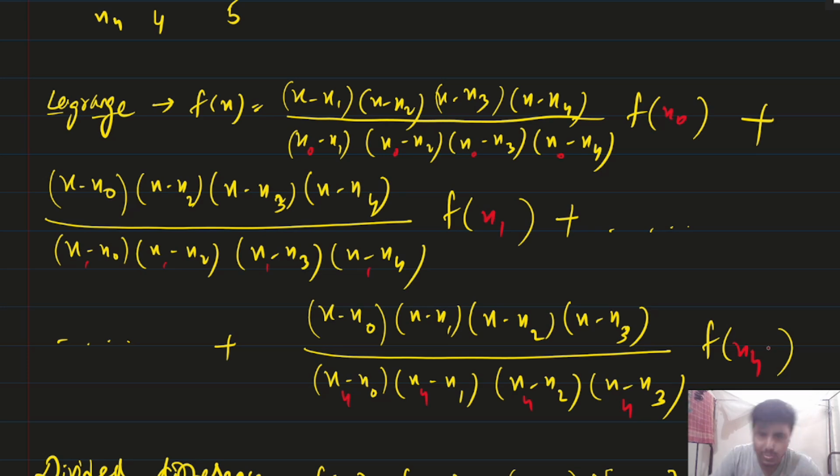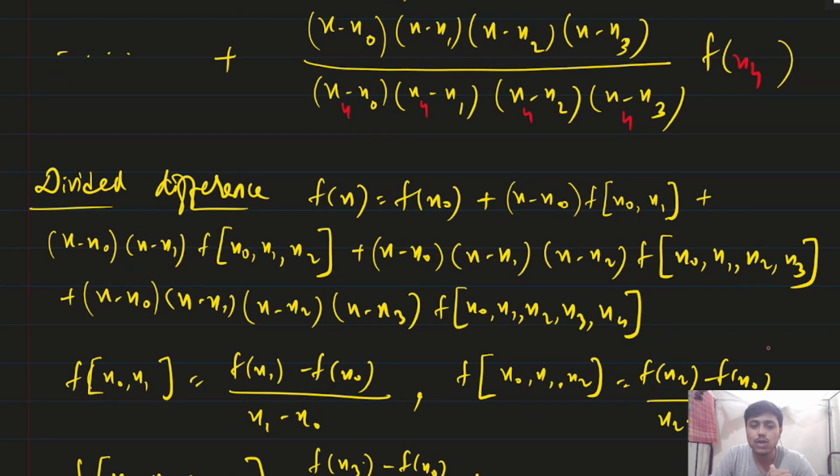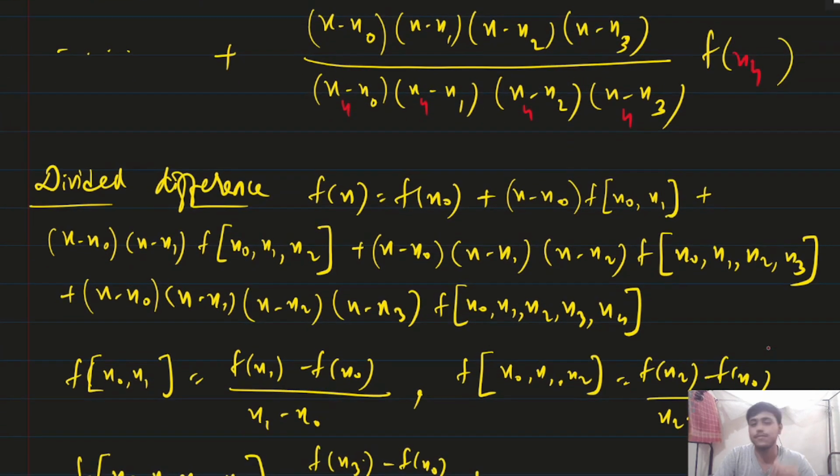But we will not use this formula. We will use the divided difference formula. The divided difference formula is like this: f of x equal to f of x0 plus x minus x0 times the first divided difference, plus x minus x0 into x minus x1 times the second divided difference, like this. So this we will use, and this is also lengthy but better than Lagrange. If you do not know this formula, you write it.